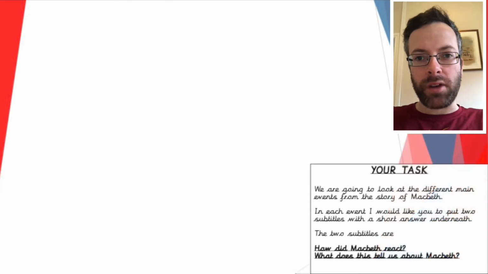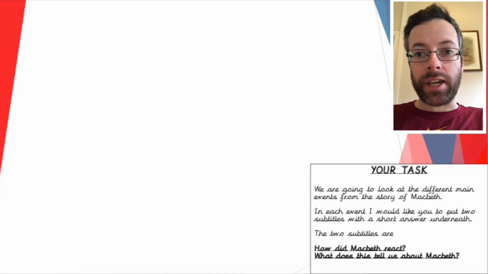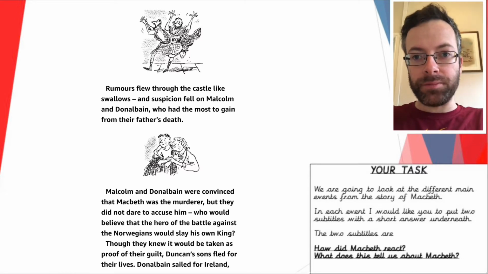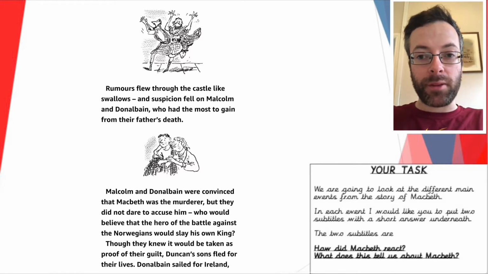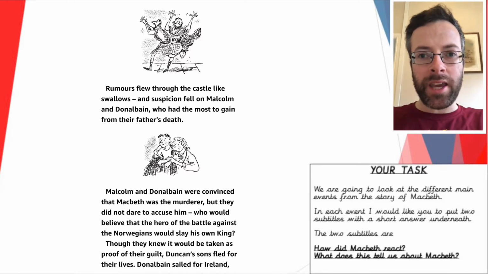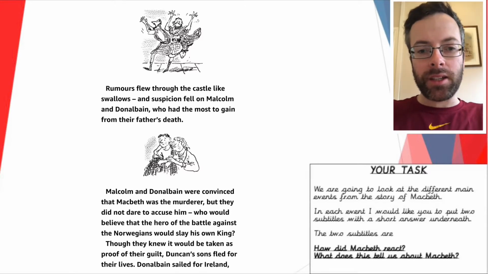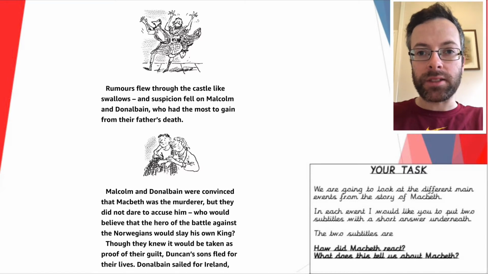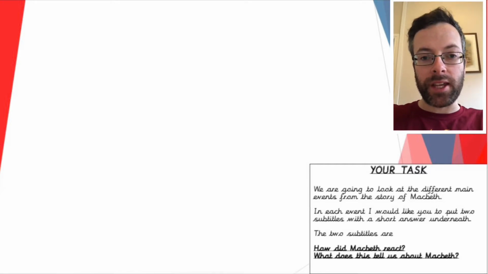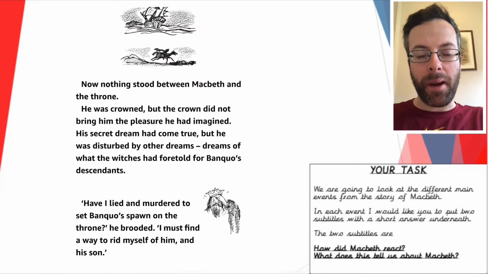Glamis Castle was woken in the grey light of the dawn by voices shouting, "Murder! The king is slain!" Shocked guests ran from their rooms and spoke in whispers. Who could have murdered the king? Rumours flew through the castle like swallows, and suspicion fell on Malcolm and Donald Blaine, who had the most to gain from their father's death. Malcolm and Donald Blaine were convinced that Macbeth was the murderer, but they did not dare to accuse him. Who would believe that the hero of the battle against the Norwegians would slay his own king? Though they knew it would be taken as proof of their guilt, Duncan's sons fled for their lives. Donald Blaine sailed for Ireland, and Malcolm rode across the border into England to put himself under the protection of the English king. Now nothing stood between Macbeth and the throne.